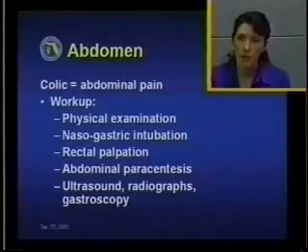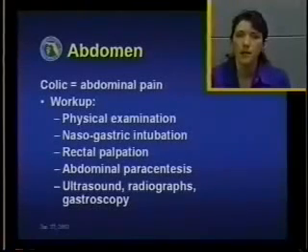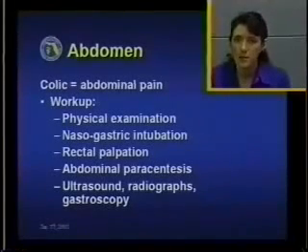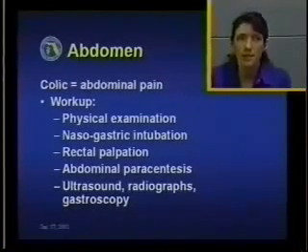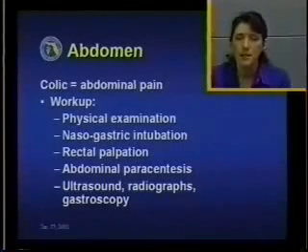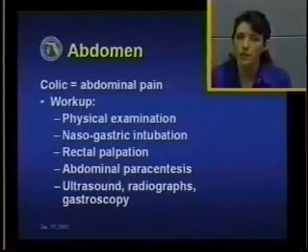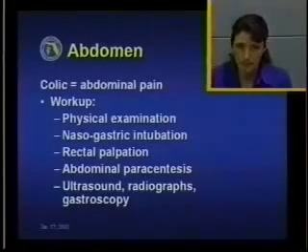Nasogastric intubation will allow you to detect the presence of buildup of fluid within the stomach. Rectal palpation may help you to determine whether organs are in place or whether they're distended by the presence of feed or gas or fluid. Abdominal paracentesis will allow you to collect some fluid that is bathing the abdominal organs, the peritoneal fluid, and changes in this fluid will actually reflect changes within the intestinal tract.